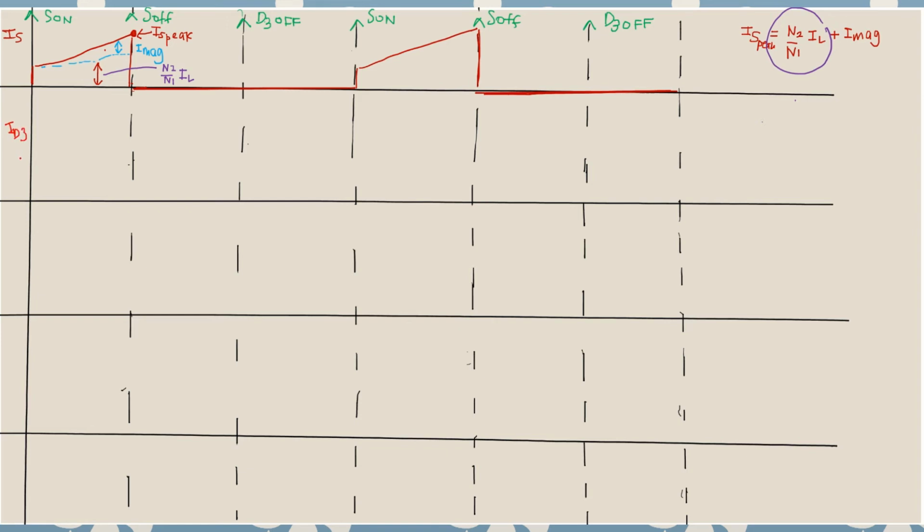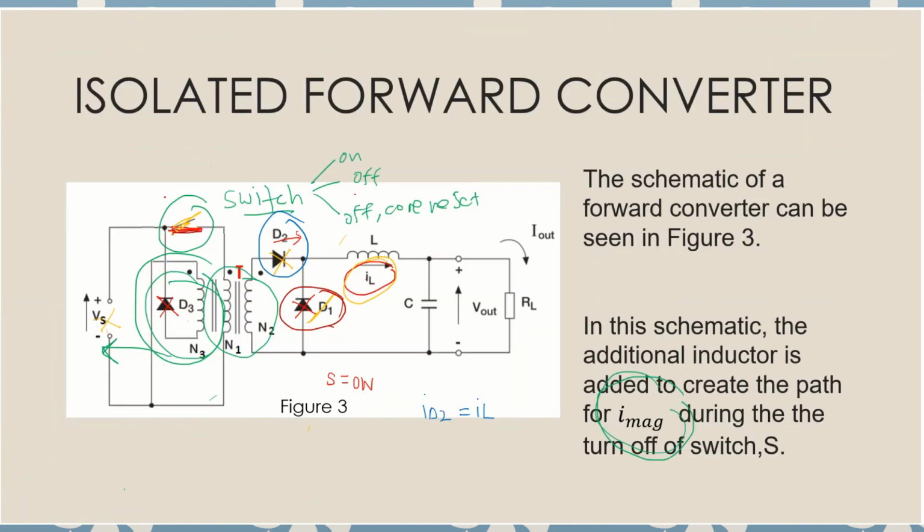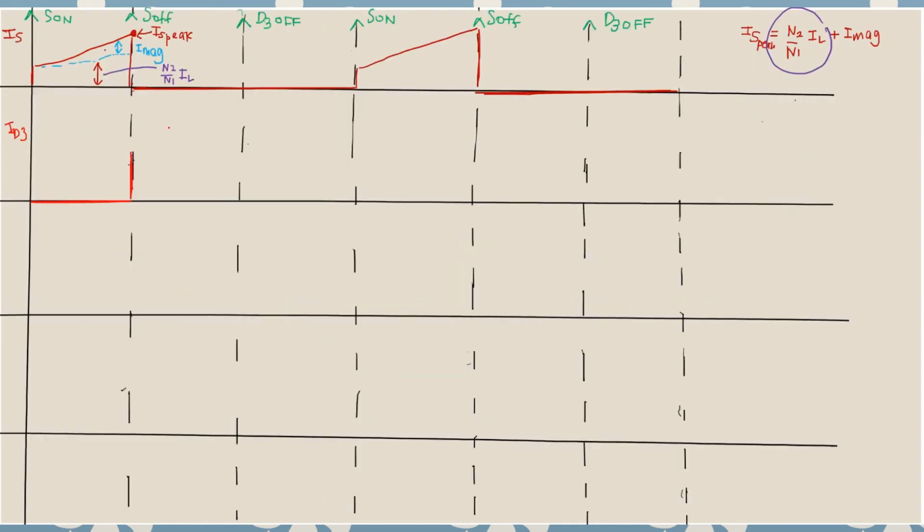ID3. So ID3, when the current is off, when the current is on, of course, is off. So you start having ID3 when the S is off. So you see which one is ID3? Let's go back to the circuit. This part is ID3. So when the switch is on, the ID3 is off, but when the switch is off, ID3 is on.